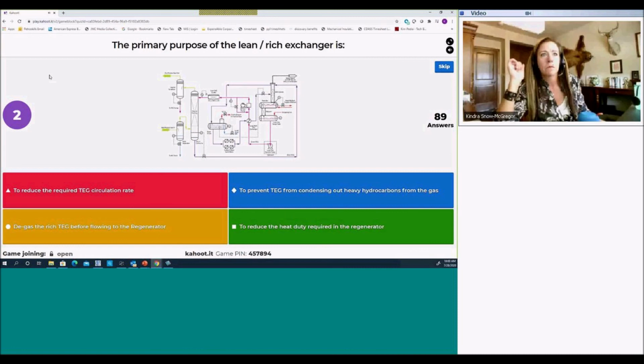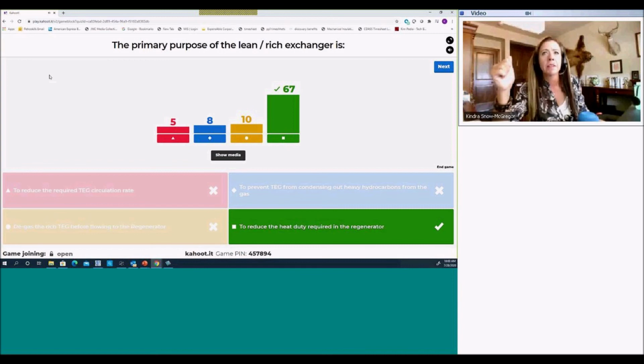All right, excellent work. The primary purpose of that lean-rich gas exchanger is to reduce the heat duty required in the regenerator. Now, here's the thing. If you think about that lean-rich exchanger and you think about that picture that you saw in my slide presentation and it's heavily fouled, you know that that's going to push more load over into your reboiler.